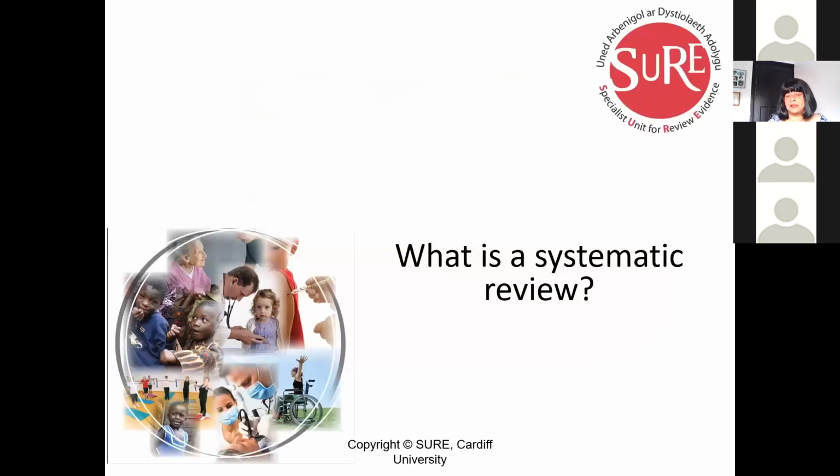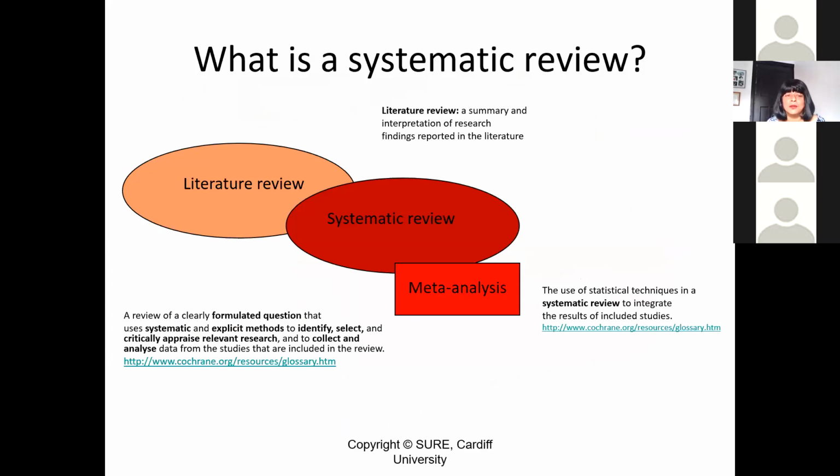Okay, so let's start with what is a systematic review. Often people get confused as to what a systematic review is in relation to a literature review and then a meta-analysis. So let me just introduce you to the definition of a literature review, which is a summary and interpretation of research findings reported in the literature. But when it comes to a systematic review, the definition here is from the Cochrane Glossary. A systematic review is a review of a clearly formulated question that uses systematic and explicit methods to identify, select, and critically appraise relevant research, and to collect and analyze data from the studies that are included in the review.